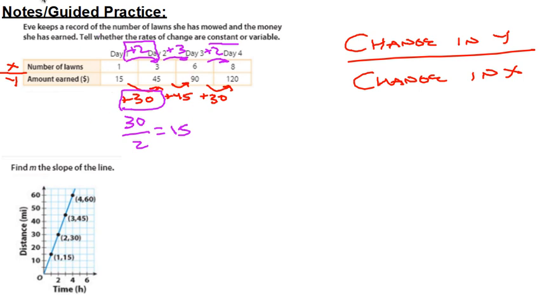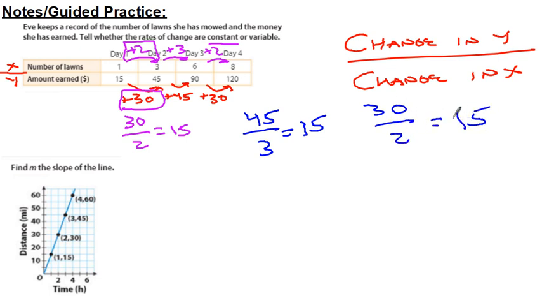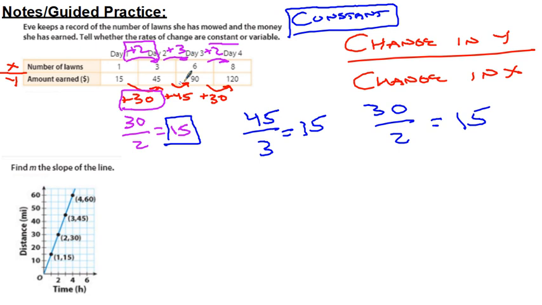I also want to do that with my second set. The change in y was 45. The change in x was 3. 45 divided by 3 is 15. My change in y was 30. My change in x was 2. 30 divided by 2 is 15. I got the same answer each time. That means the rate of change was 15, and it is constant. It's constant because that means this person, Eve, charged $15 per lawn every time, no matter what. They didn't decide to change their price on day 3.